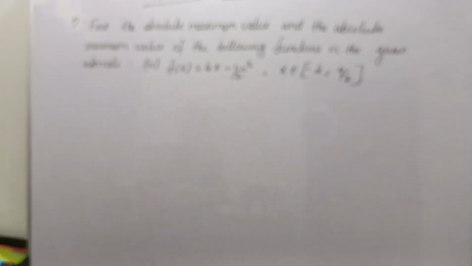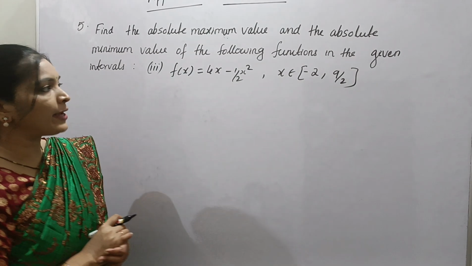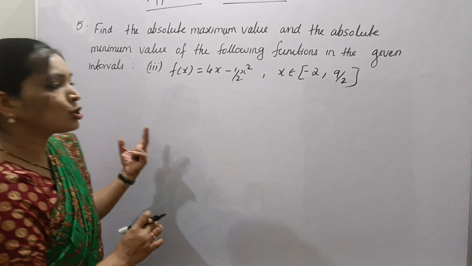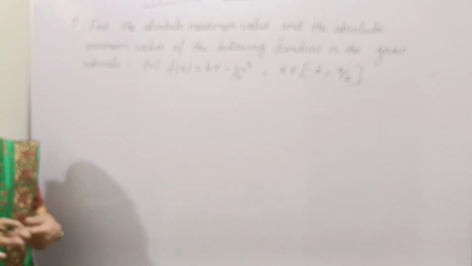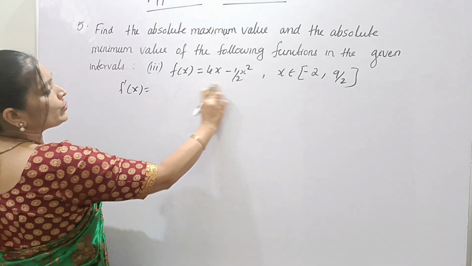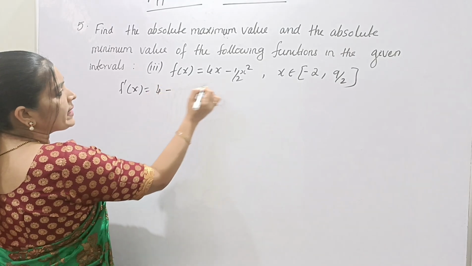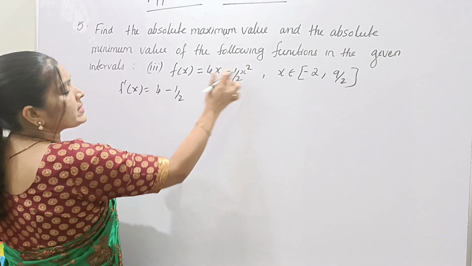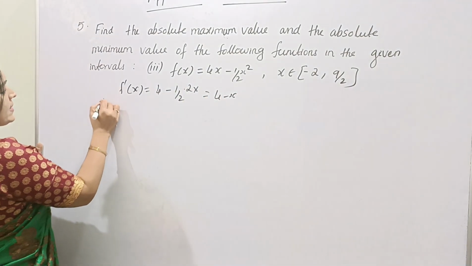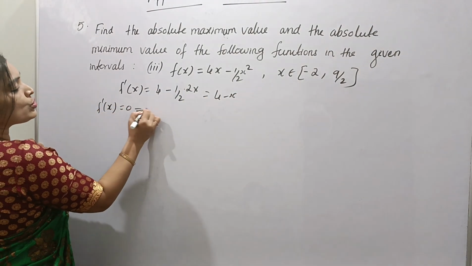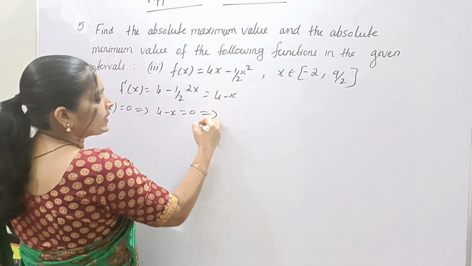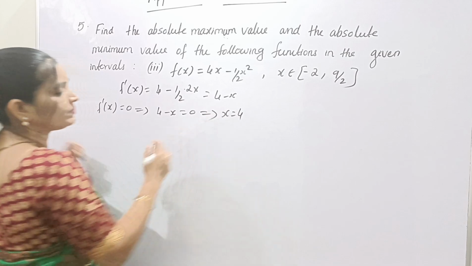The next given function is f of x is equal to 4x minus 1 by 2 x square. Here x belongs to the closed interval minus 2 to 9 by 2. Here also we have to find the absolute minimum value and absolute maximum value. So first we will find f dash of x. F dash of x is equal to the derivative of 4x, which is 4, minus 1 by 2 into the derivative of x square, which is 2x. 2 cancelled, so 4 minus x. Then set f dash of x is equal to 0 for the critical point, that is 4 minus x is equal to 0, that implies x is equal to 4.